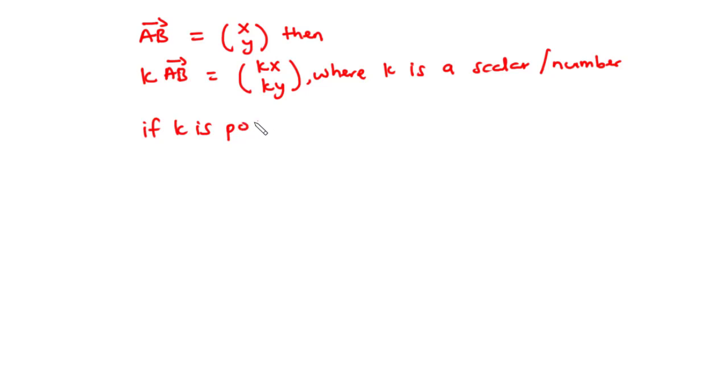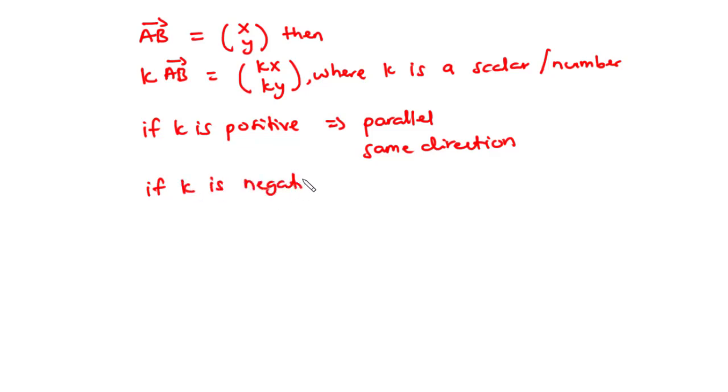Now if k is positive, the vectors are parallel and have the same direction. So when k is positive, the vectors are parallel and they have the same direction. Now when k is negative, even though the vectors are parallel, they act along opposite directions.